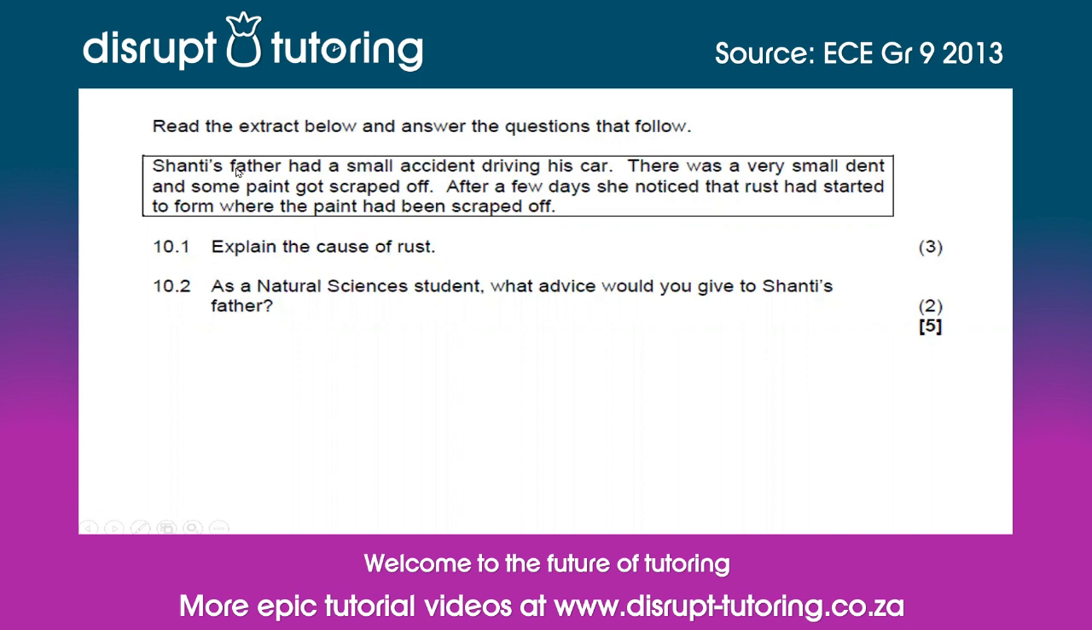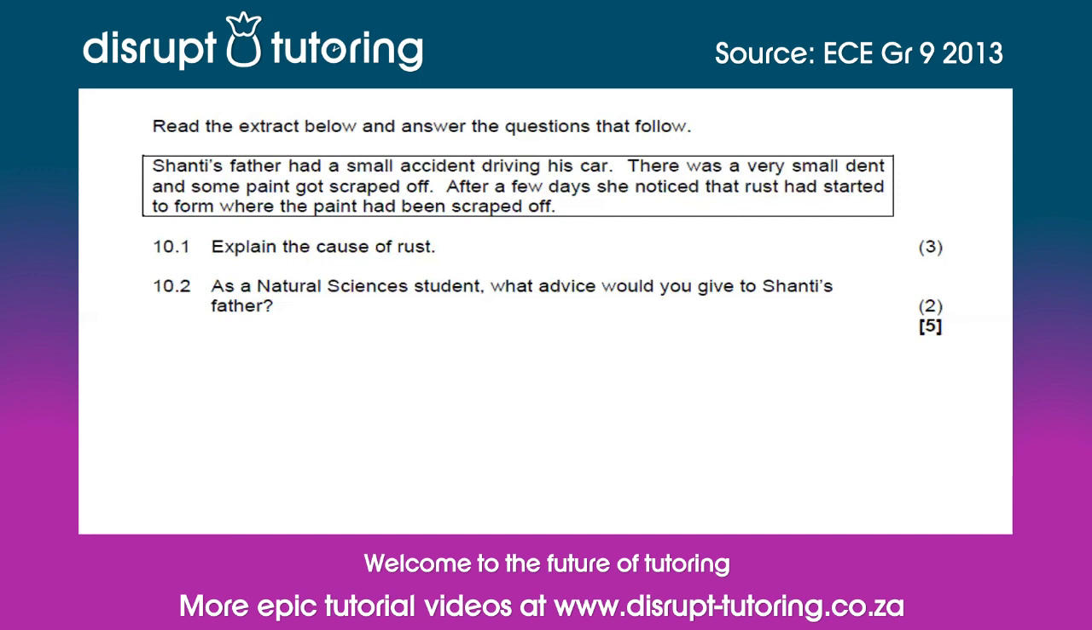It says that Shanti's father had a small accident driving his car. There was a very small dent and some paint got scraped off. After a few days, she noticed that rust had started to form where the paint had been scraped off. And the first part of the question says, explain the cause of rust.